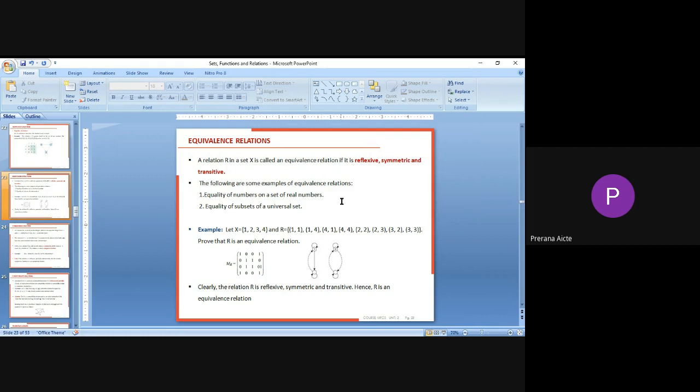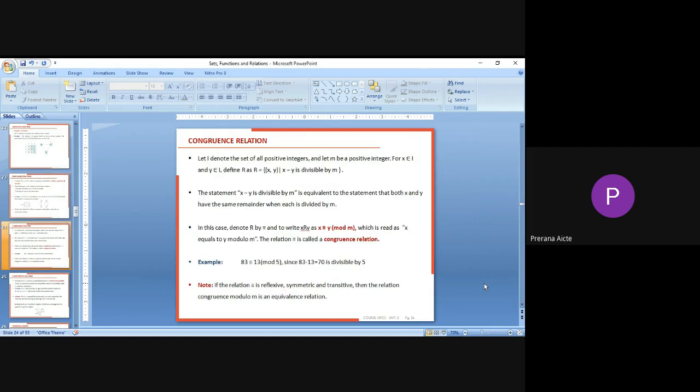Here the examples are: equality of numbers on the set of real numbers, and equality of subsets of a universal set. They follow these three properties, so they are called equivalence relations. Let us see an example of how we check manually. Let X equal {1, 2, 3, 4}, and the relation R is defined like this: (1,1), (1,4), and so on. For this I can draw the relation matrix, and then I can draw the relation graph also. From the graph and matrix we can clearly say that it follows the reflexive, symmetric, and transitive properties, so it is an equivalence relation. Like that we can observe this one.